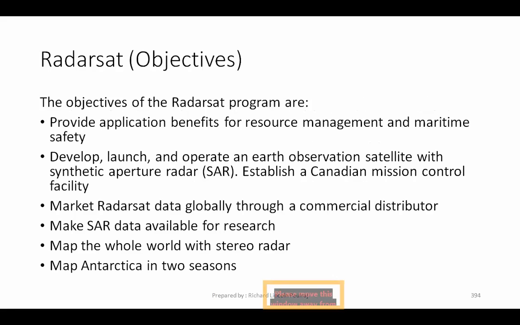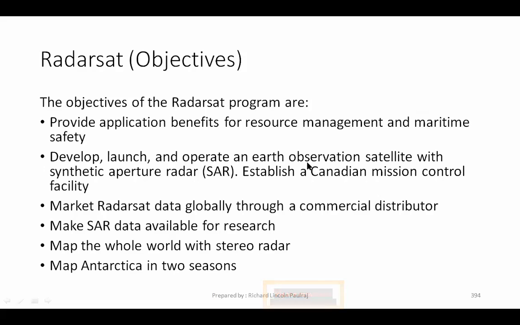So it provides application benefits for resource management and maritime safety. So not only with regards to information, but also with regards to management. It helps in managing things well, because we have information, and with information you can actually decide as to what is going to happen.